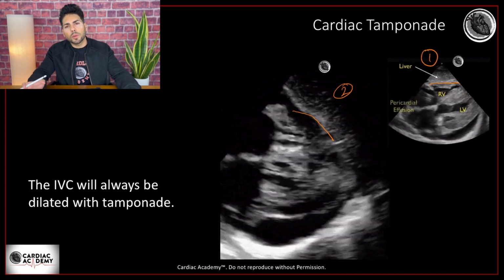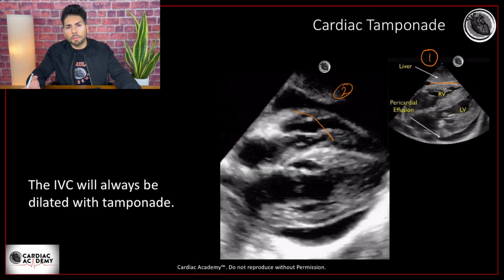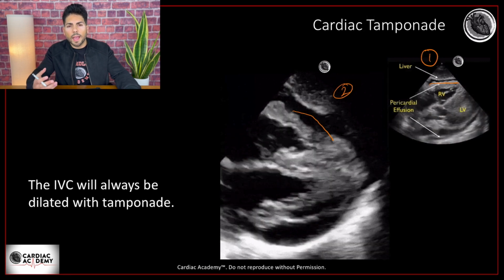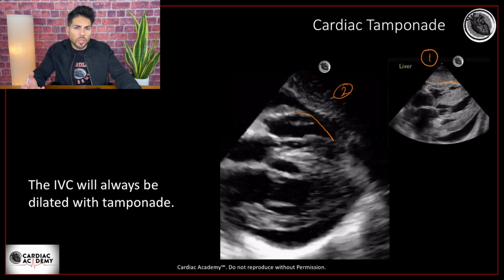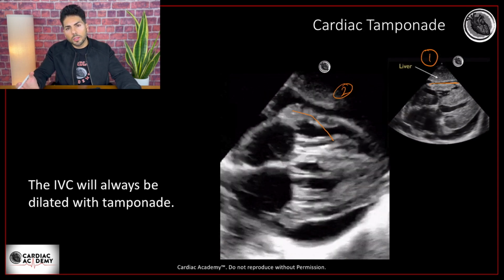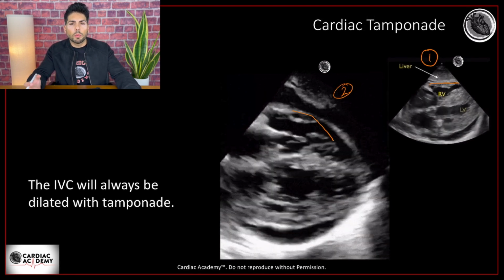Now remember that tamponade is a clinical diagnosis, okay? The imaging can help with the diagnosis, but it's a clinical diagnosis. Usually, what do you see on tamponade? You see Beck's triad, right? So Beck's triad, what is Beck's triad?